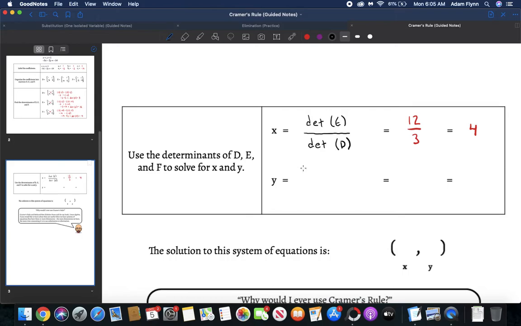And for Y, I'll take the determinant of F, and divide by the determinant of D. Okay. If I take a look up above on my last sheet, determinant of F is negative 9. Determinant of D is still 3. And negative 9 divided by 3 is going to be negative 3. So the solution to this system of equations is going to be the point 4, negative 3.